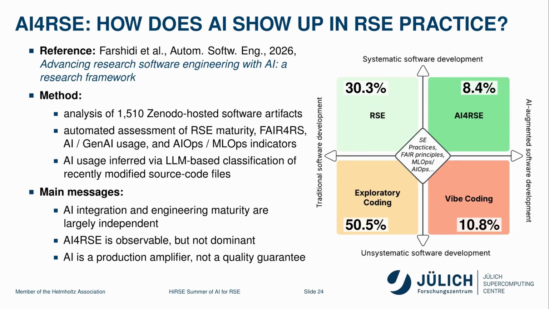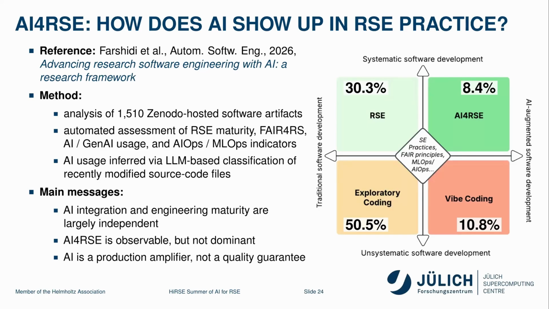So maybe for interest, the AI usage was inferred here via LLM-based classification of the most recently modified source code files in these artifacts. And as you can see here on the right-hand side, there's basically a classification along 2 axes. So we have in the horizontal, the axis between traditional software development and AI augmented software development. And in the vertical, we have the axis from unsystematic software development towards systematic software development.